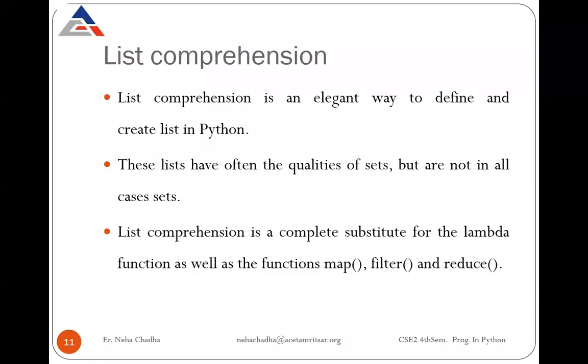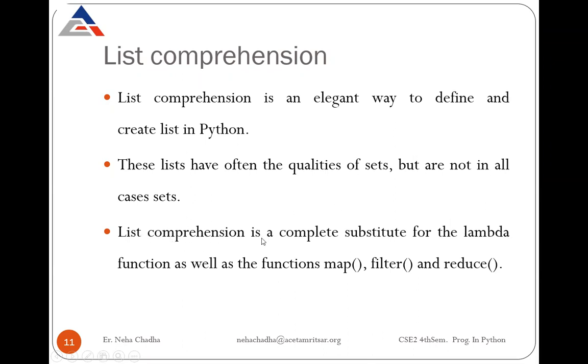Then the list comprehension. List comprehension is very important as you are going to write your list programs. List comprehension will reduce the code. List comprehension is an elegant way to define and create lists in Python. These lists often have the qualities of sets, but not in all cases. When we study sets, you will come to know the difference.